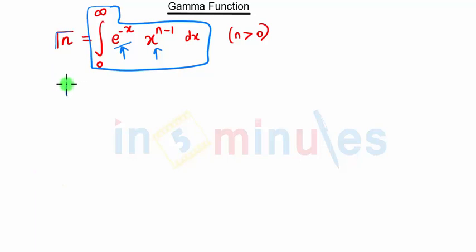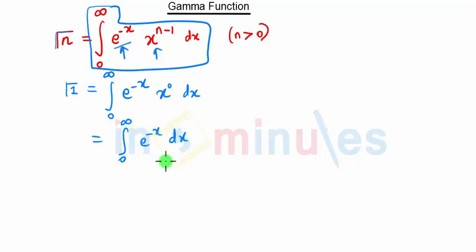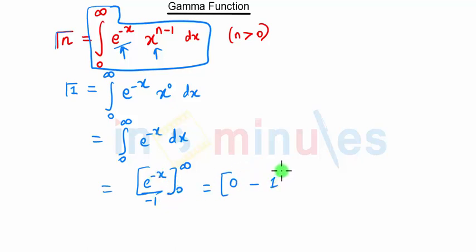After solving this we can have gamma of 1. So what is gamma of 1? Gamma of 1 will have an equation like this: integration from 0 to infinity of e raised to minus x dx. When we solve this, the integration of e raised to minus x is e raised to minus x upon minus 1, with the limits of integration. When we put in the limits, e raised to minus infinity is 0, minus e raised to 0, which is 1, and with this minus 1 here. So we get gamma of 1 as 1.